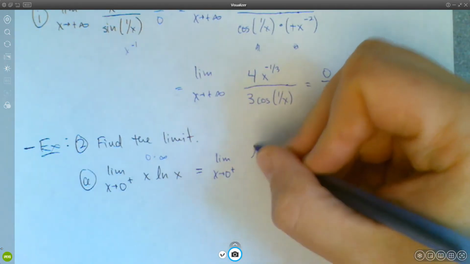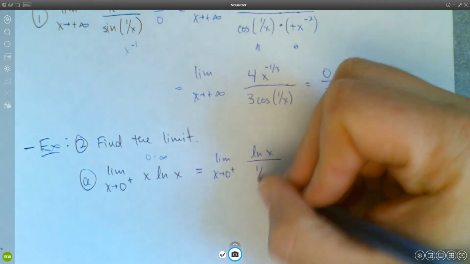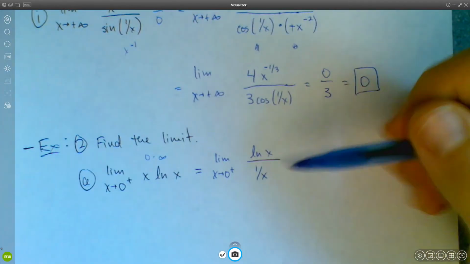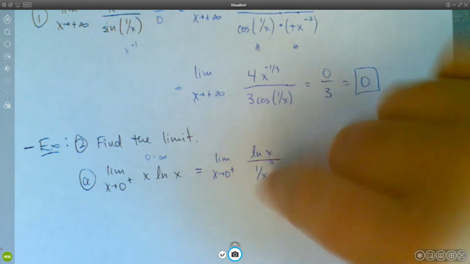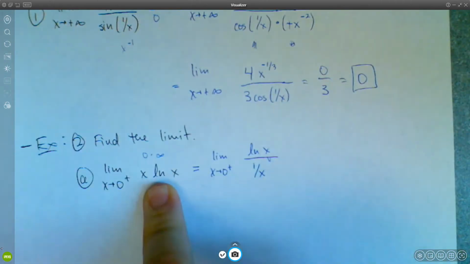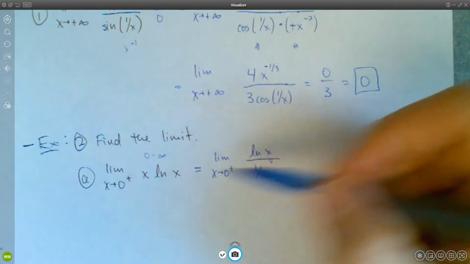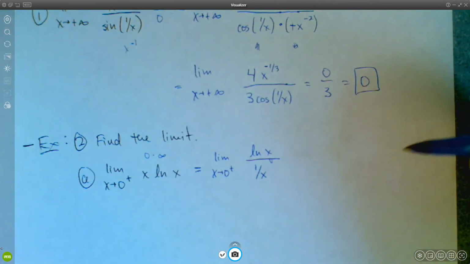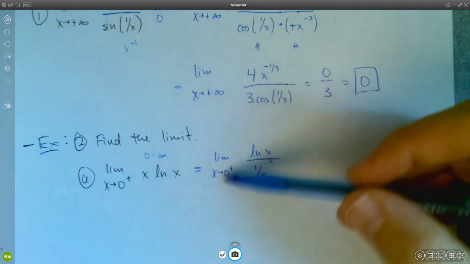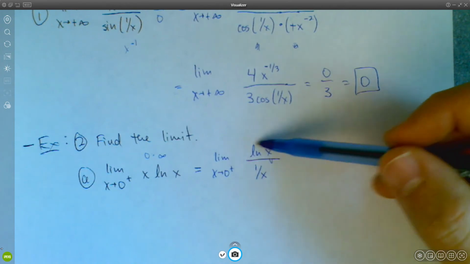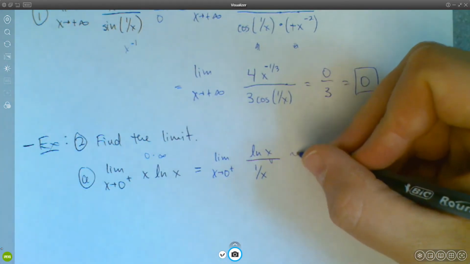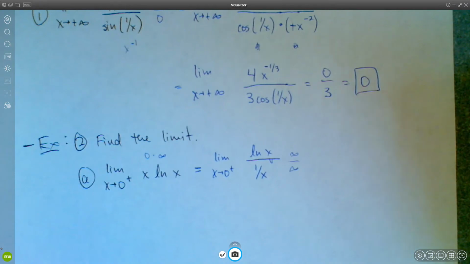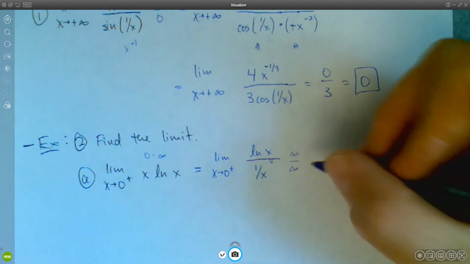is we can rewrite this as ln of x divided by 1 over x. And hopefully you'll agree that this is the same thing as that, right? Because if you take the denominator, you flip it, you multiply, well, you just get x times ln of x, right? So these two things are the same, and that's sort of the standard trick. Because notice what happens now when I plug in 0, this is going to be negative infinity, and this is going to be positive infinity, right? So it's an indeterminate of the form infinity over infinity now, which means I can apply L'Hopital, right?